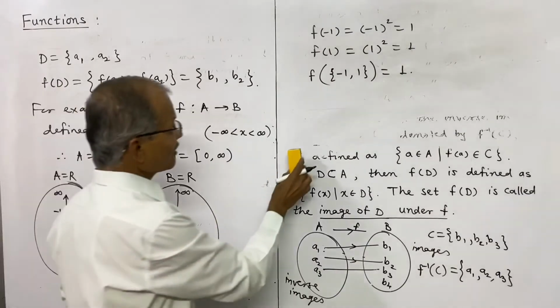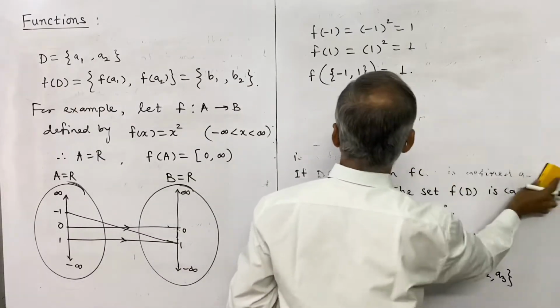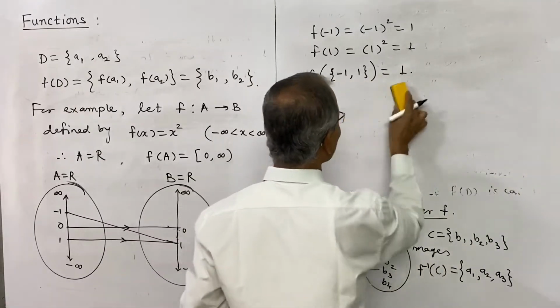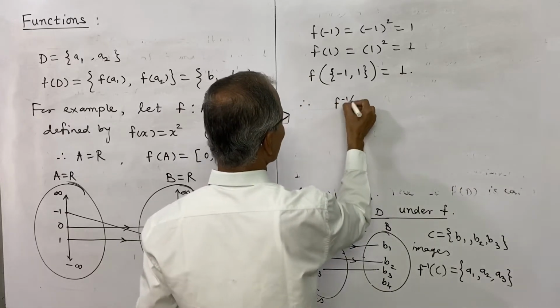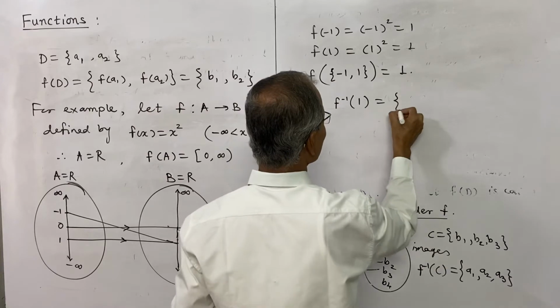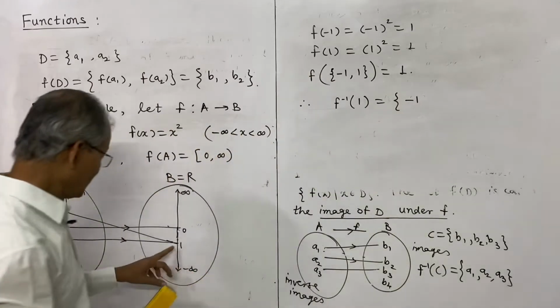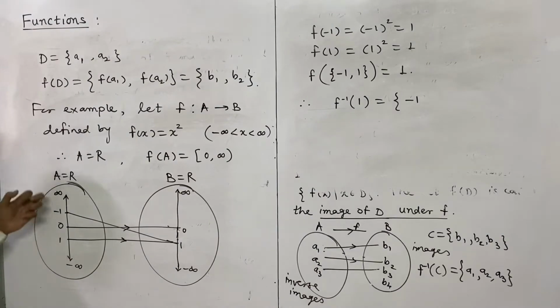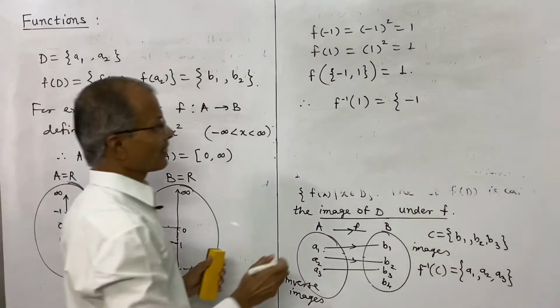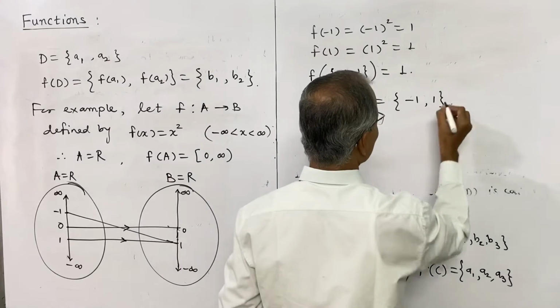Likewise we can write f inverse of 1. The inverse image of 1 will have two elements in set A, that is minus 1 and 1. So it is minus 1, 1.